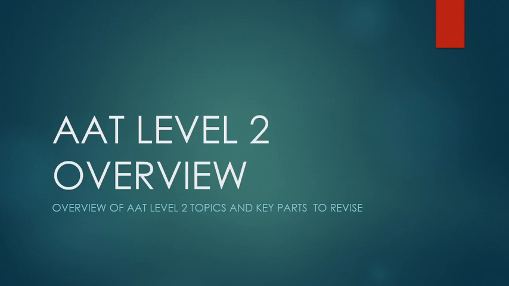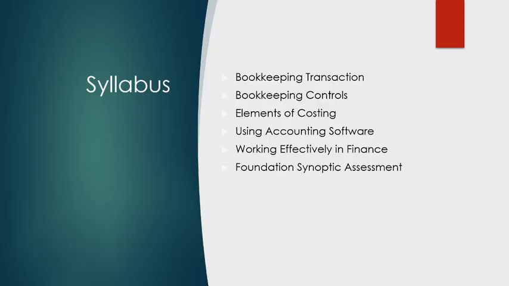So this first video is an AAT Level 2 overview, so I'm going to go over the different topics of AAT and what you will need to revise for the qualification and where you can go on afterwards. So starting off, the AAT syllabus. In Level 2 there are 5 different exams that you have to take, and that's covering 6 different topics.